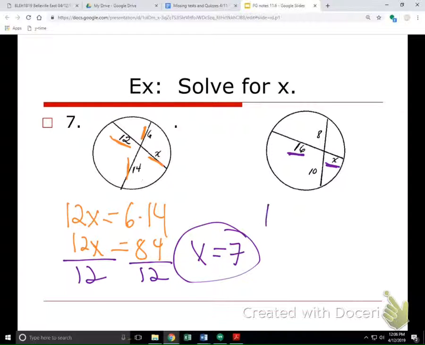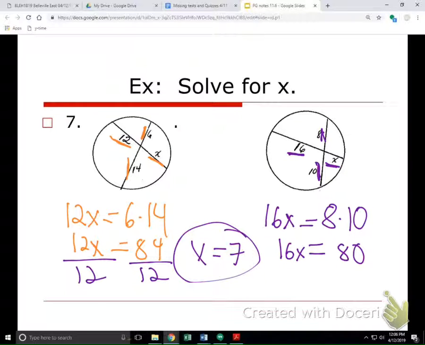Over here, you're doing the same thing. 16 times x, so those are the segments that are on the same chord, equals 8 times 10. We know 8 times 10 is 80. And then we have 16x. How do we get x by itself? Yep, we're going to divide each side by 16. What is x? X equals 5.